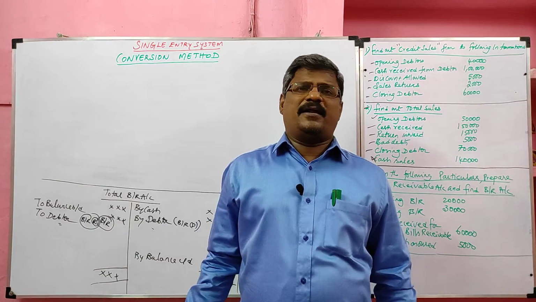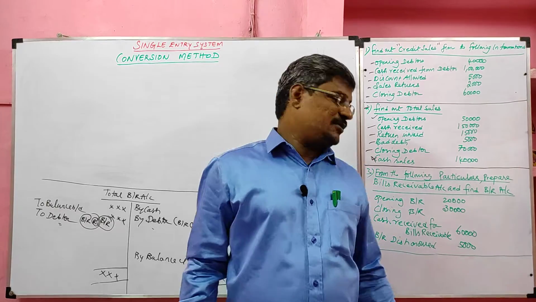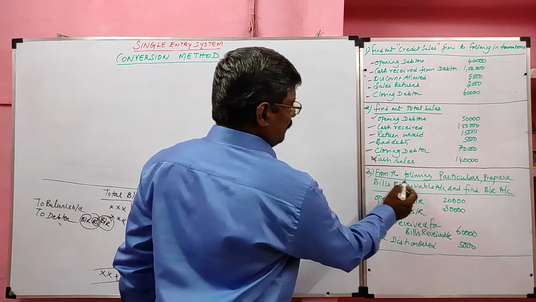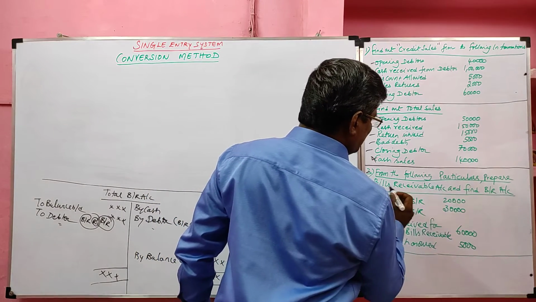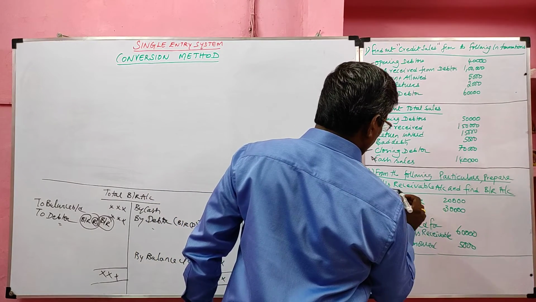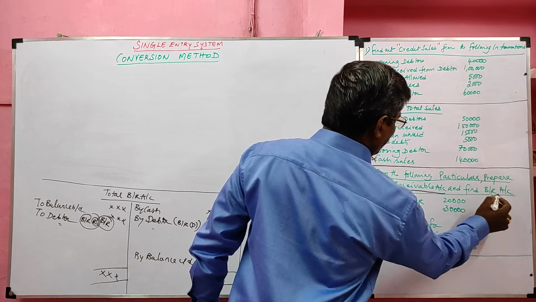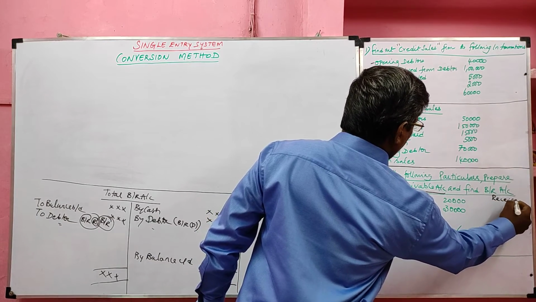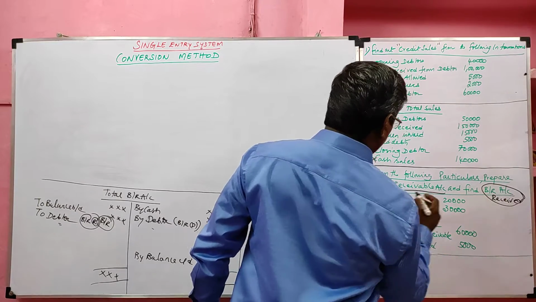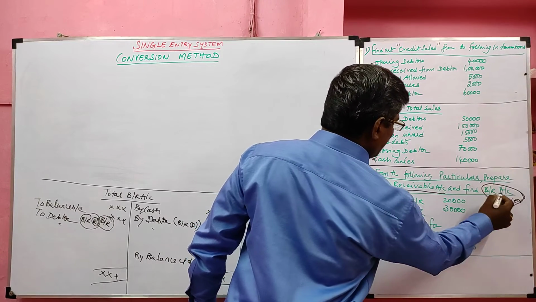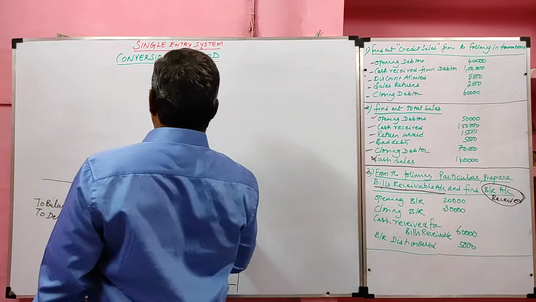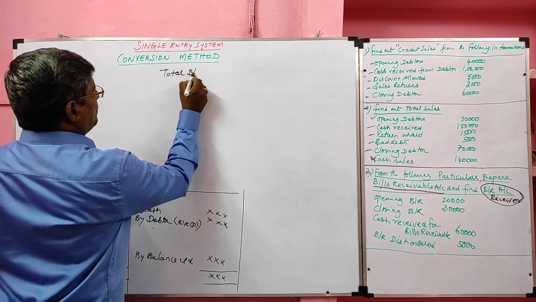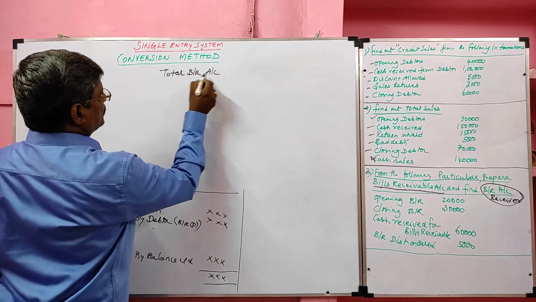Students, now we will prepare the total bills receivable account. Yes, look, sum number 3. From the following particulars, prepare the bills receivable account. They are asking us to prepare the bills receivable account. Find BR received. So we are going to prepare the bills receivable account and find BR received. So we have to prepare the total bills receivable account.